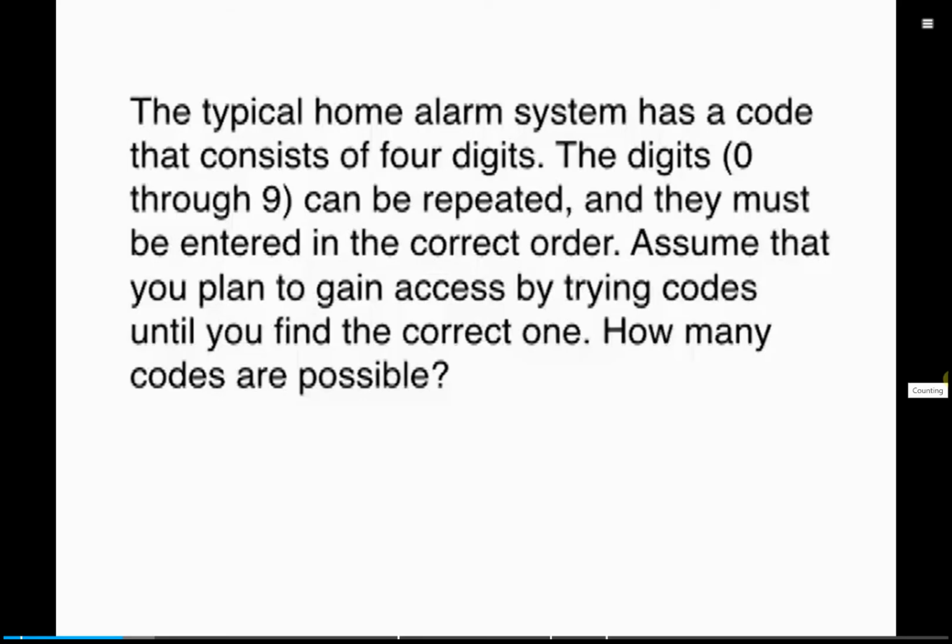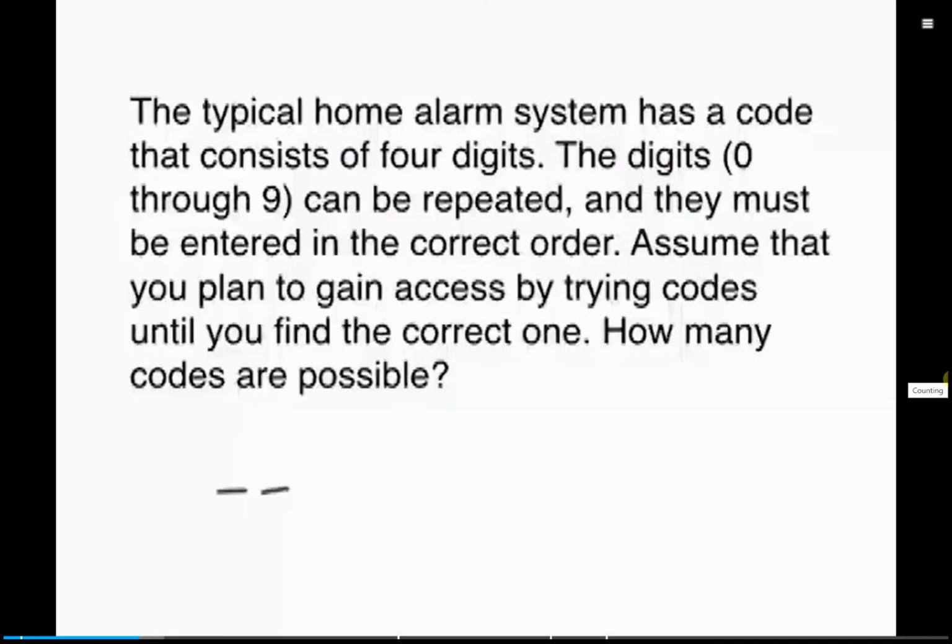So let's say the typical home alarm system has a code that consists of 4 digits. The digits are 0 through 9, and they can be repeated. And they must be entered in the correct order, though. So order is important here. Assume that you plan to gain access by trying codes until you find the correct one. How many codes are possible?